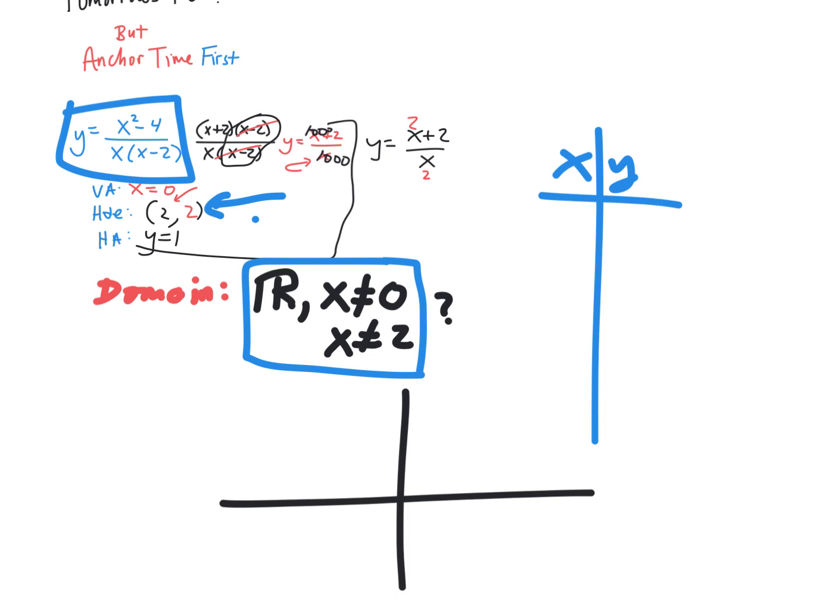So Brody, what's one point that you can put in, but it makes something weird happen? 0. Yep. When you put in 0, you're dividing by 0. That doesn't exist. That's an asymptote. When you put in 2, that's an asymptote.